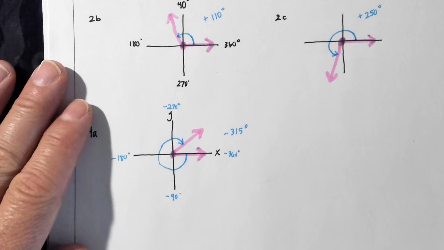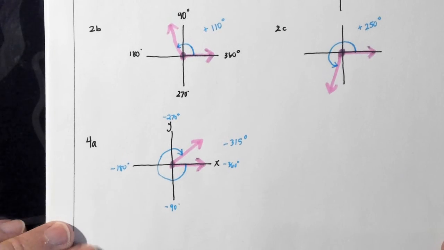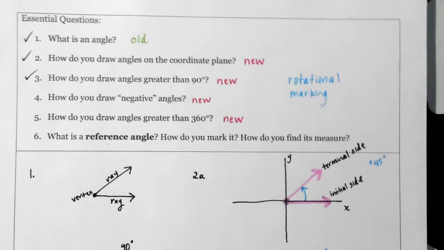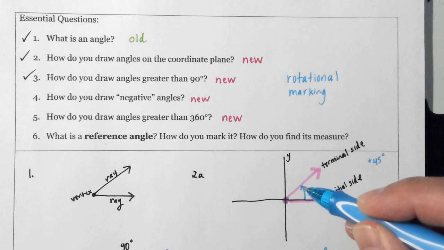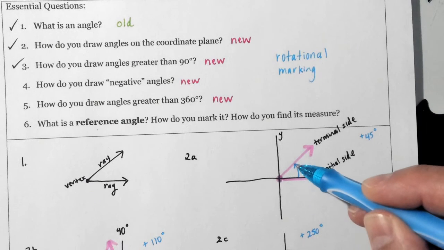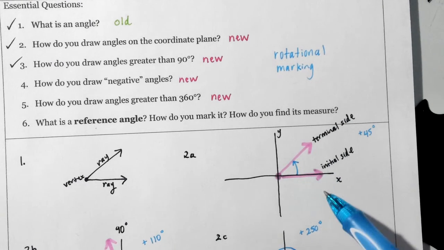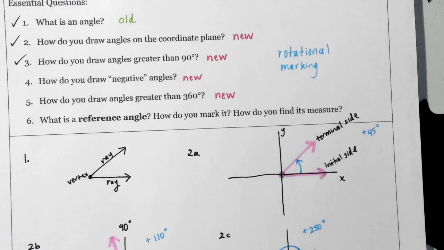One thing I didn't say is that when you're doing the rotational marking, you have to go all the way to the terminal side. Start at the initial side, go all the way to the terminal side, and the arrow shows us where you started from. If you don't have that arrow, we can still tell. So the arrow's not that important, but the rotational marking is critical.